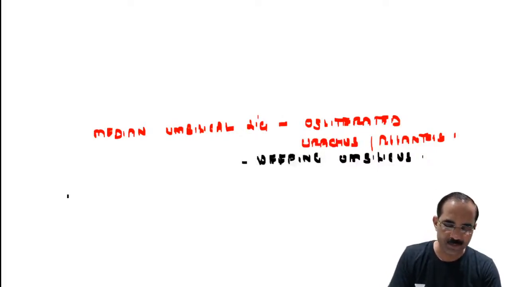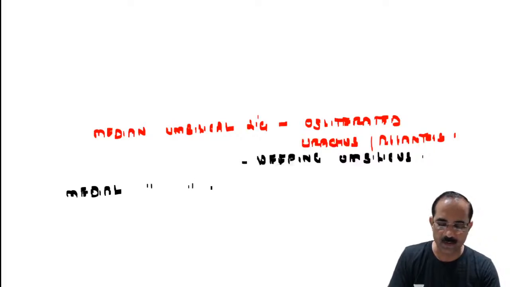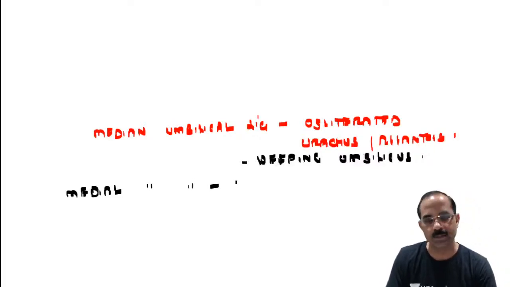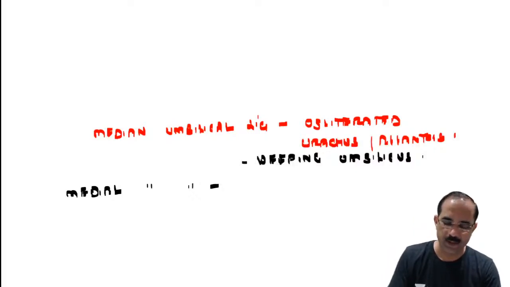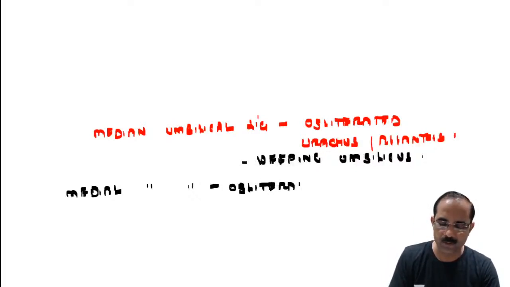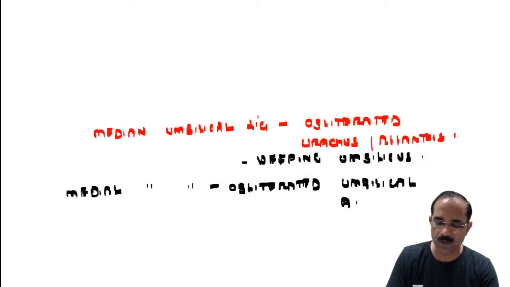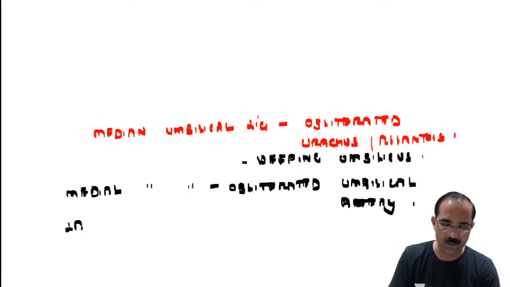Weeping umbilicus. Next is the medial umbilical ligament. Anyone? What is the medial umbilical ligament? That's the obliterated umbilical artery. Obliterated umbilical artery. And the last is the lateral umbilical ligament.